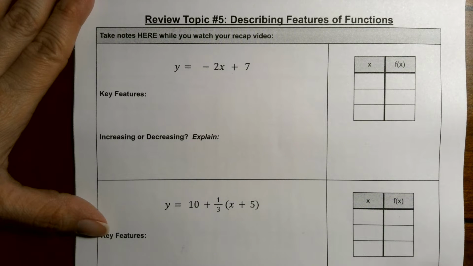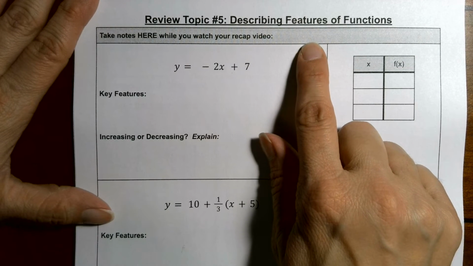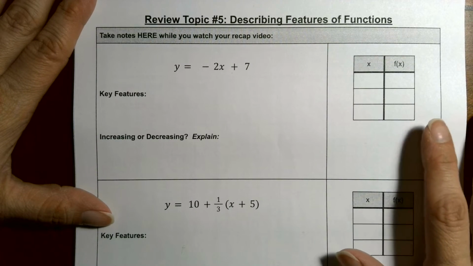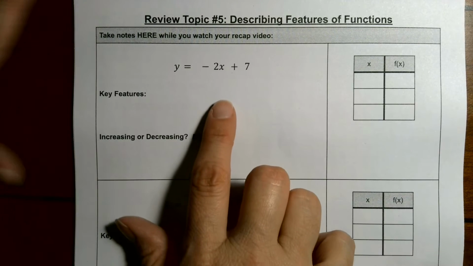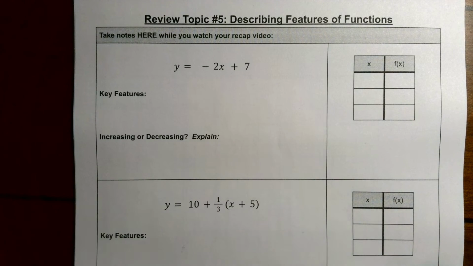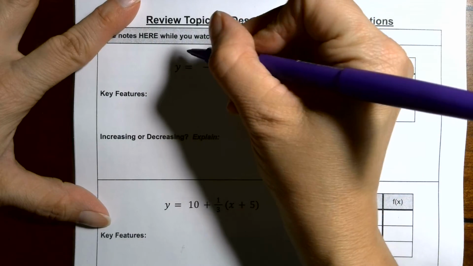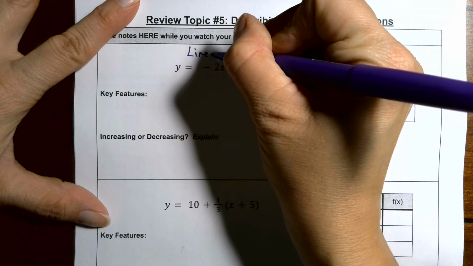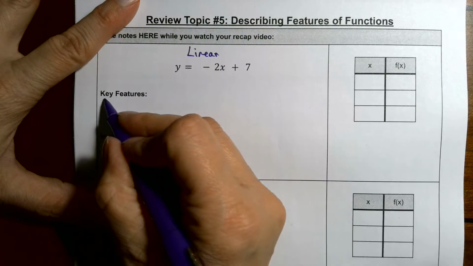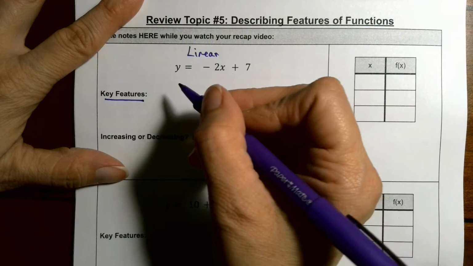Hey Math 1, review topic number 5 is describing features of functions and then using them to make tables. So let's take a look at this first example right here. I don't see any exponents, so I know that this is the equation of a line. So this is linear, and the key features for all linear equations have two special key features.